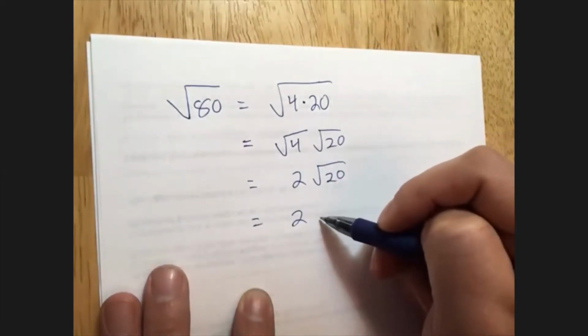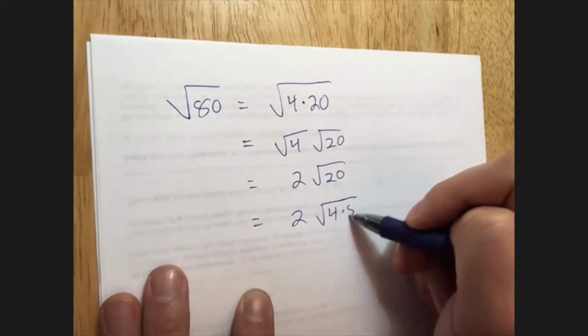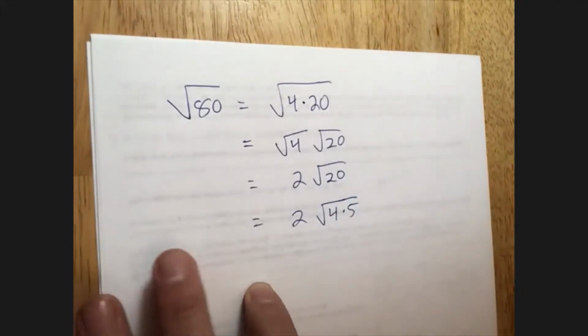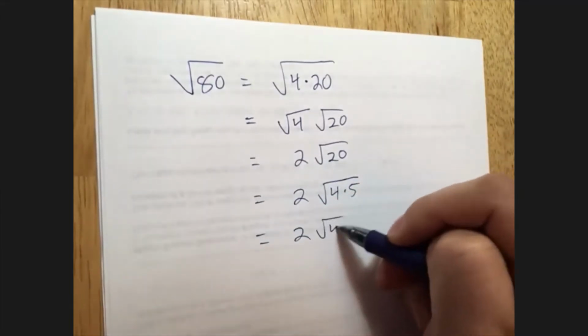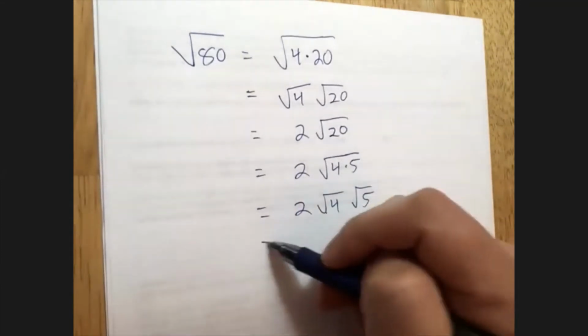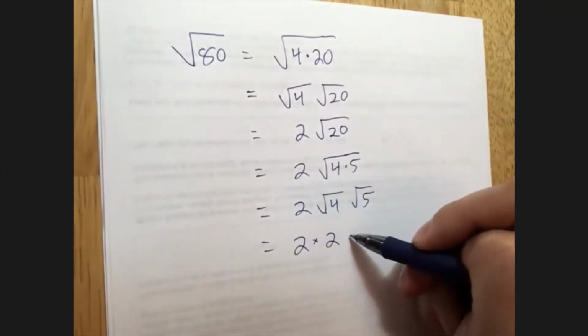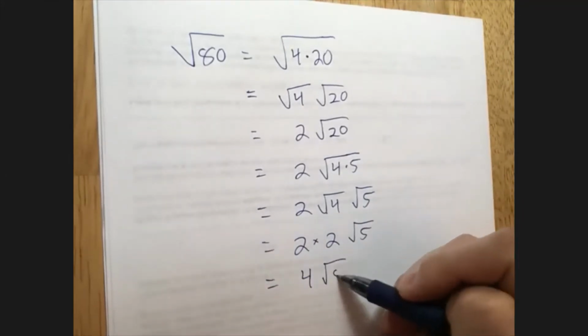Root 20 is, well, 20 is 4 times 5. So I can factor out another factor of 4. And so this is root 4 times root 5. And root 4 is 2. So this is 2 times 2 times root 5. And the 2 times 2 is 4 root 5.